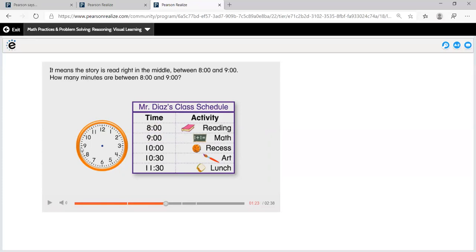Between 8 o'clock and 9 o'clock. How many minutes are between 8 o'clock and 9 o'clock? If a full hour passes from 8 to 9, how many minutes is that? Think back to our earlier lessons. What is 1 hour? How many minutes? If we want halfway, how many minutes would that be? Let's try it.